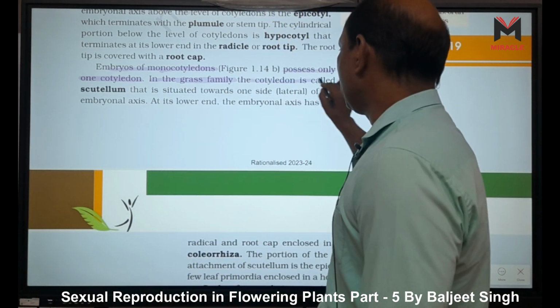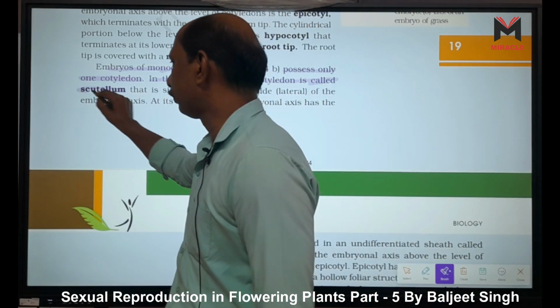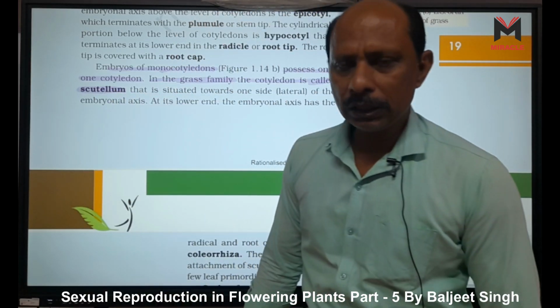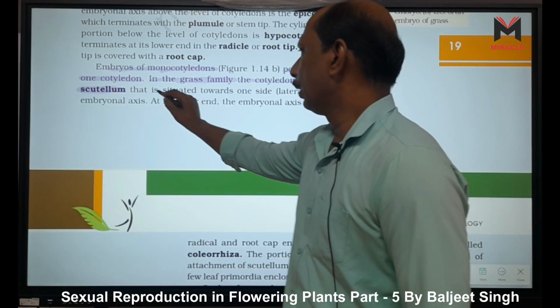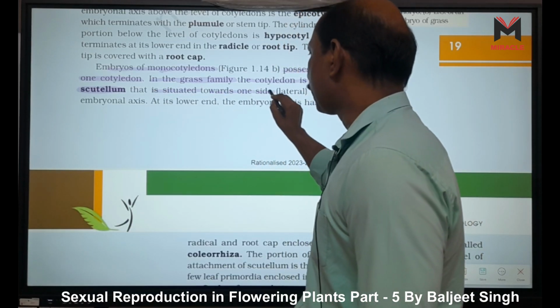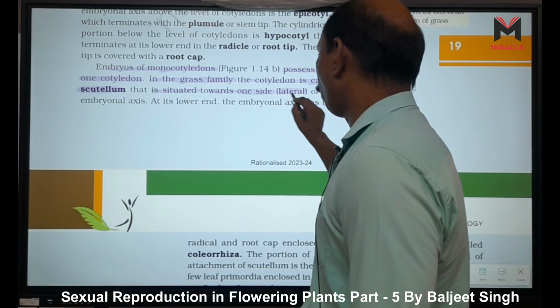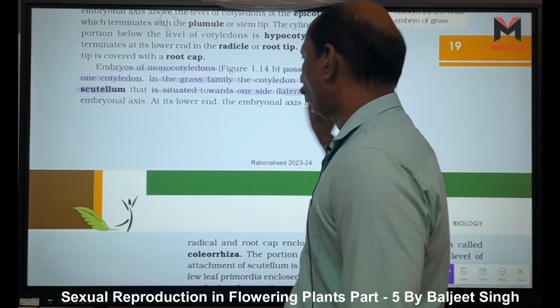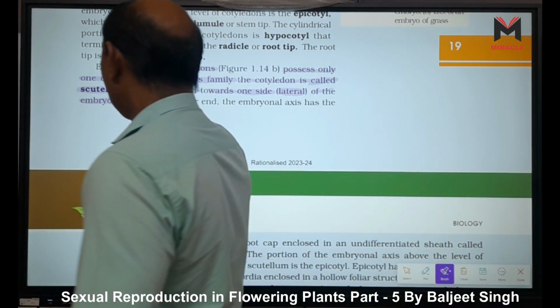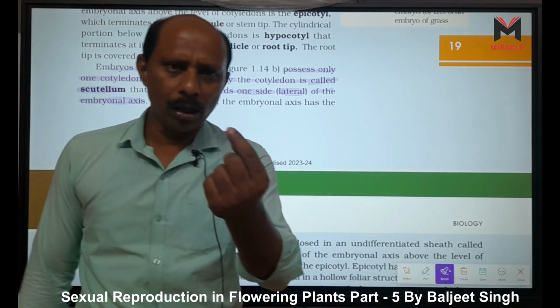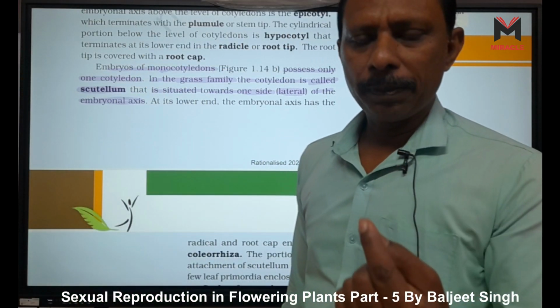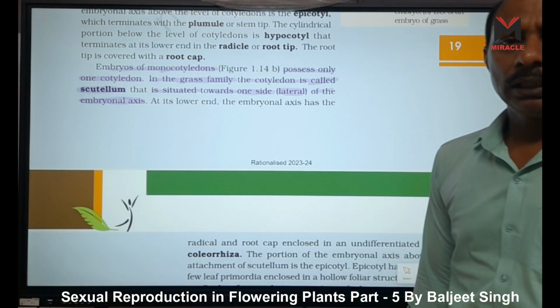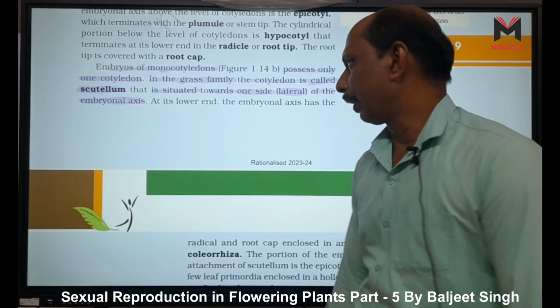The cotyledon is called the scutellum. This cotyledon, the scutellum, is situated toward only one lateral side of the embryonal axis, right? On the other side, a small vestigial part is present, which is called the epiblast. This is actually a vestigial cotyledon, right?